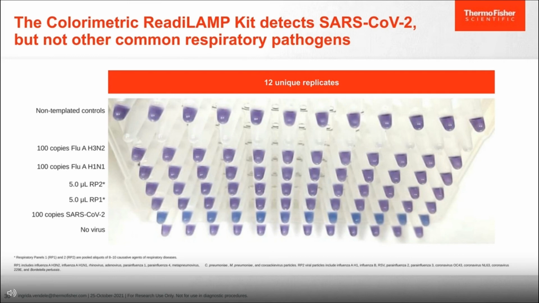As you can see, only RT-LAMP reactions that contained 100 copies of SARS-CoV-2 turned from purple to blue and thus are called positive reactions, while all other RT-LAMP reactions remained purple in color and are negative. This data fully supports the specificity of the Colorimetric ReadiLAMP Kit for detecting SARS-CoV-2 and differentiating between different types of respiratory disease.